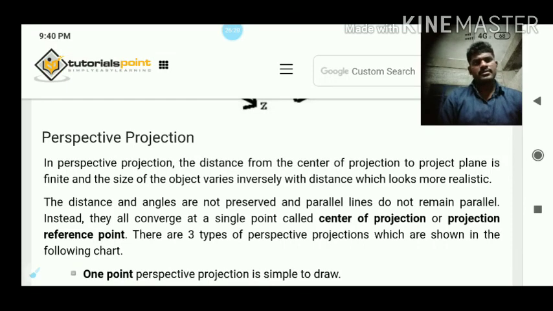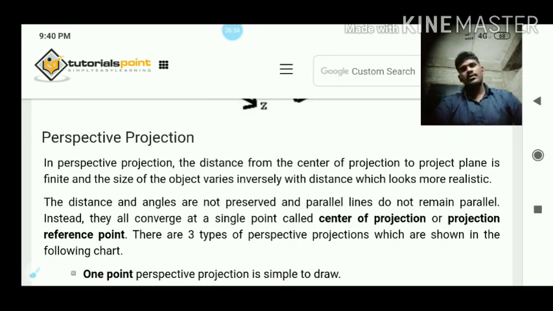Parallel projections. What parallel projections have we seen? The orthographic projection we have seen. Oblique: cabinet and cavalier, both are. Next one, isometric projections, dimetric and trimetric. So these are also projections. Now apart from that, a very important one is perspective projection.